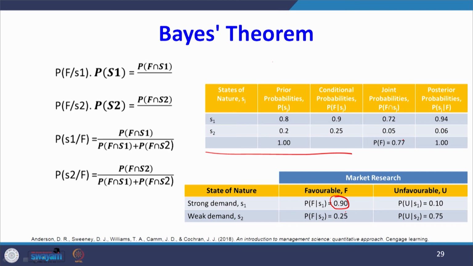This 0.25 we got from this value. Okay. So, when I multiply this P of S1 and P of F given S1, you see that I can get P of F intersection S1, right, 0.72. But here, if I multiply 0.2 with the 0.25, I can get P of F intersection S2. Now, I am going to use these two values, P of F intersection S1 and P of F intersection S2, and substitute them here.